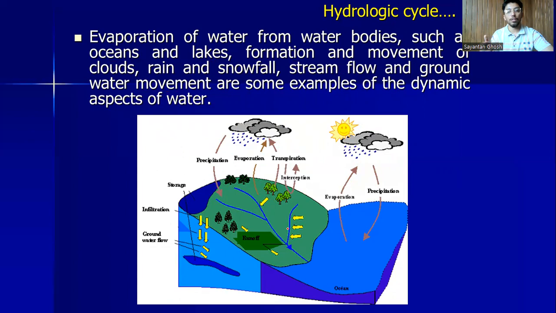Then there will be the nearest river or ocean or water body, and it will again flow in that direction. So the water is continuously in motion in one form or the other. It is continuously in a state of change. The ocean water does not remain water permanently. The water will become gaseous, it will form clouds, then rainfall will occur, and it will again be converted into water.